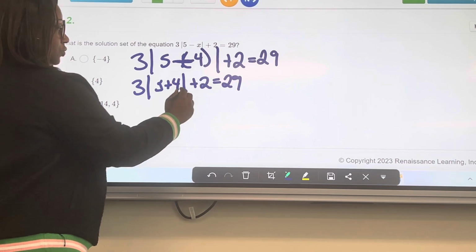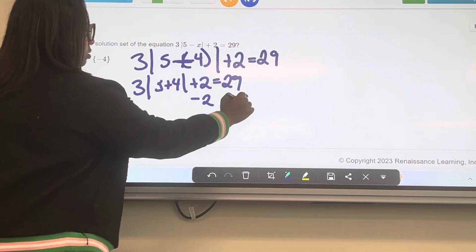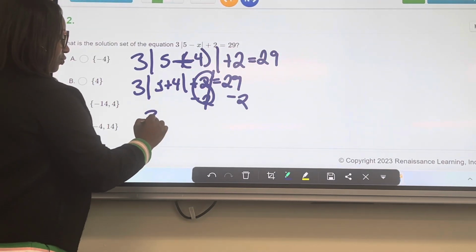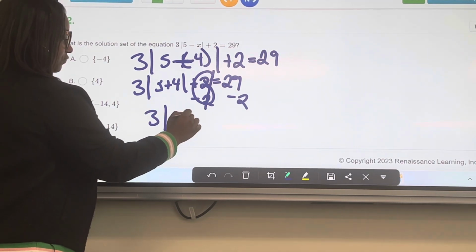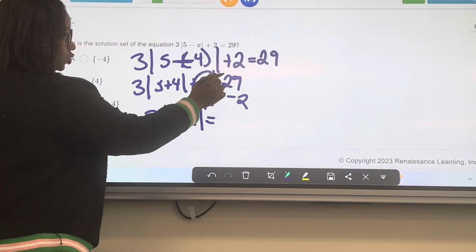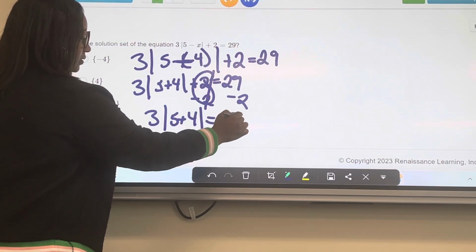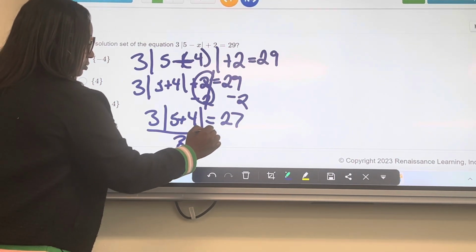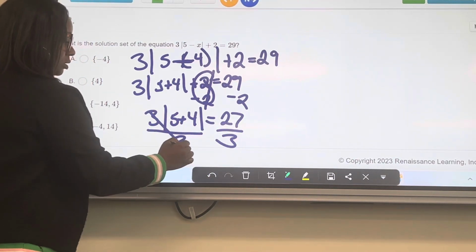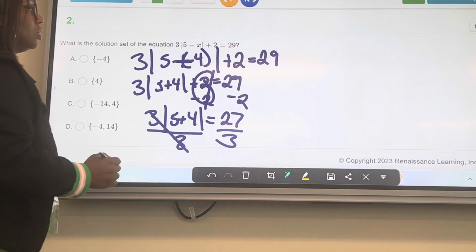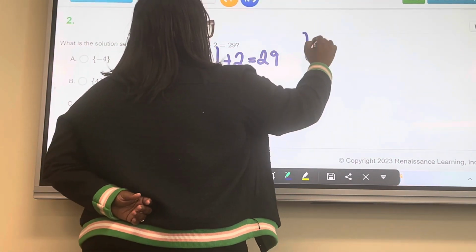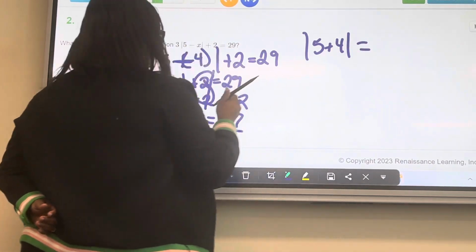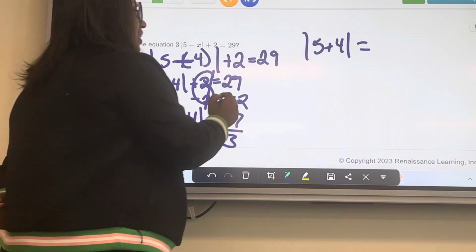First thing I'm going to do is subtract 2. This is a 0 pair. I'm left with 3 times the absolute value of 5 plus 4, equals 29 minus 2, which is 27. Now I'm going to divide by 3 on both sides. The 3's cancel. So I get the absolute value of 5 plus 4 should equal 27 divided by 3. That gives me 9.